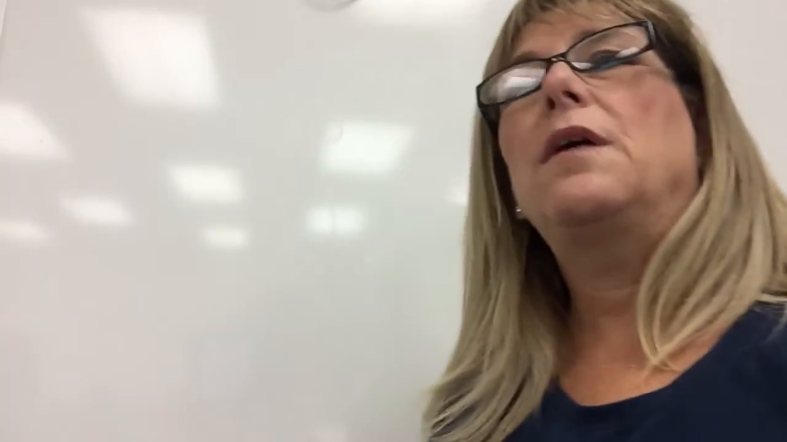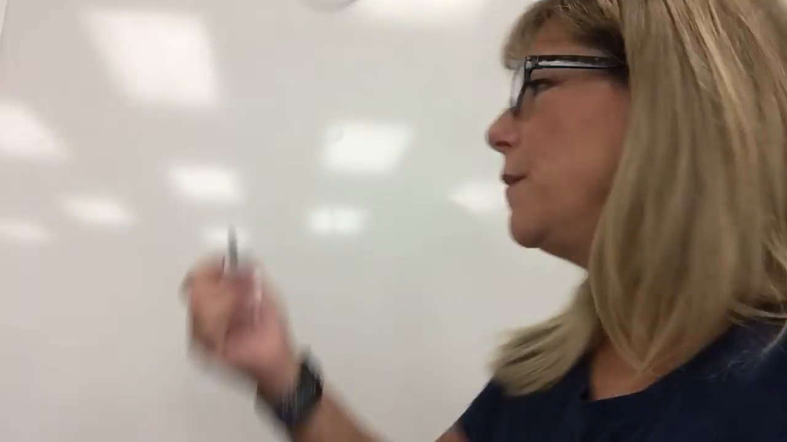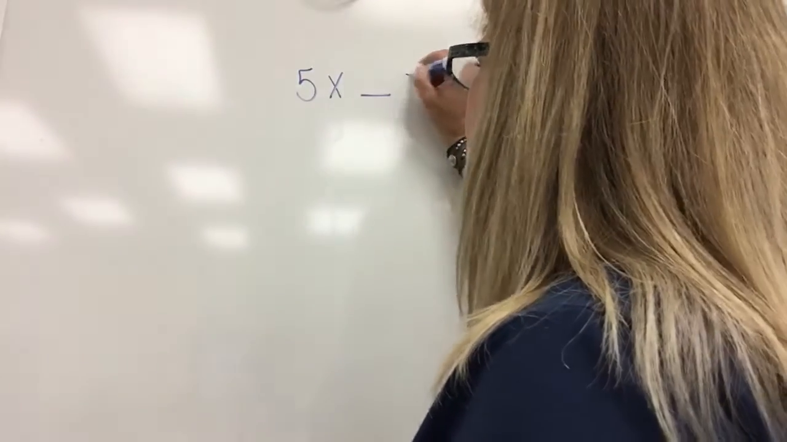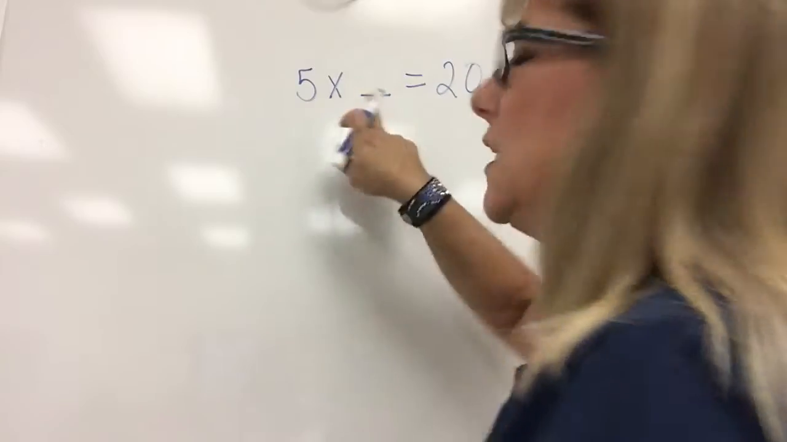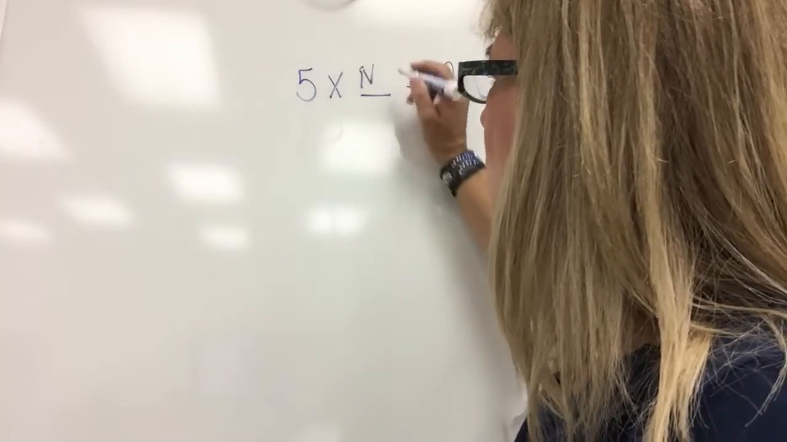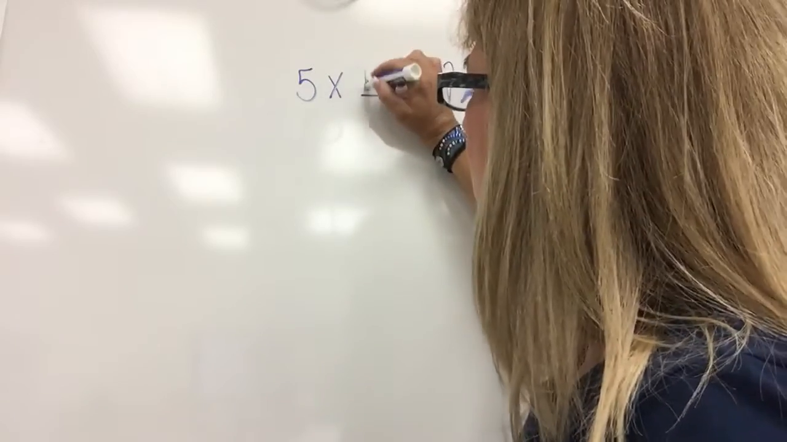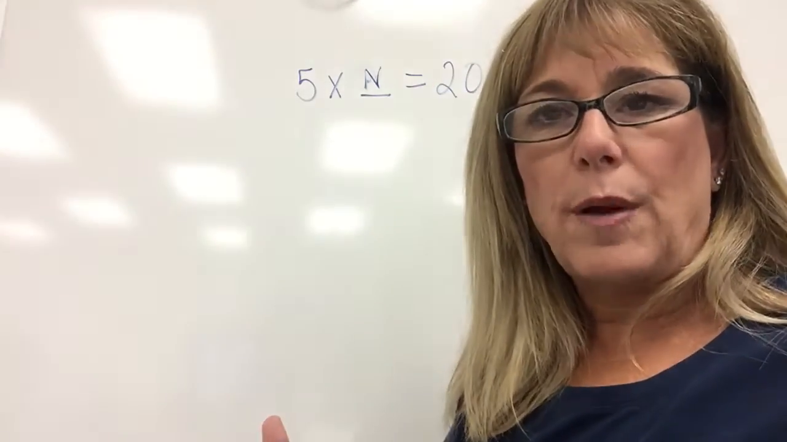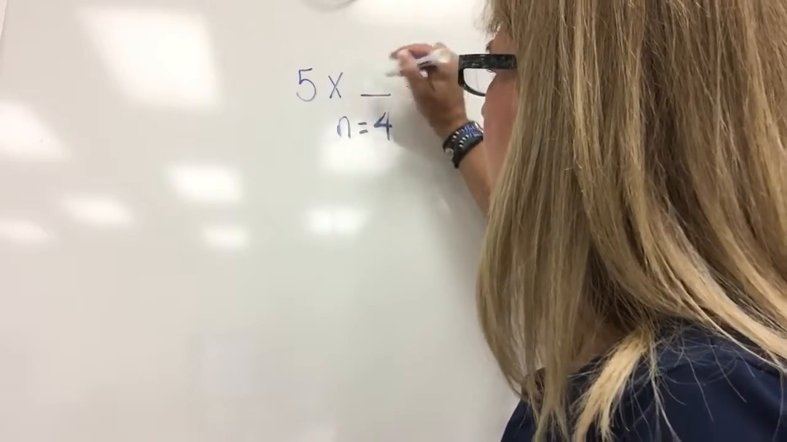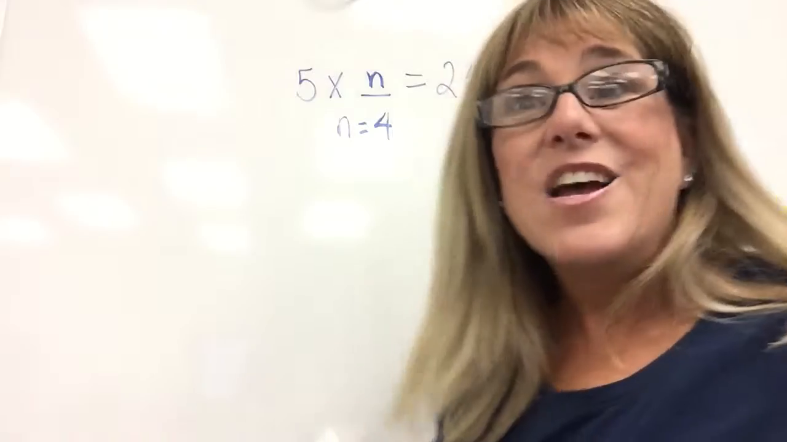Our objective today is to interpret the unknown in division using the array model. So we talked about the unknown. If I had a problem, let's say 5 times something equals 20, this is my unknown. A lot of times they use a letter to represent the unknown, and then when you find the answer, you fill it in. Okay, so that's the unknown.